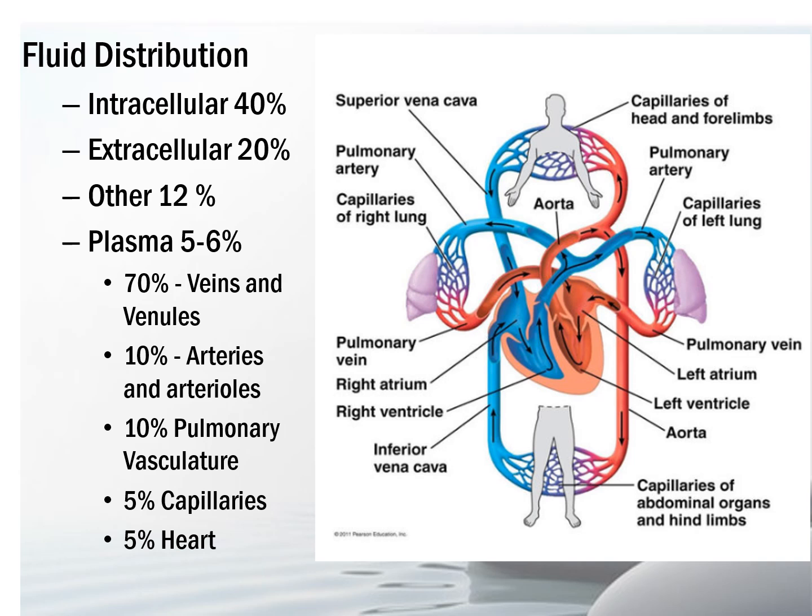We're going to talk about where it sits in just a minute. And there's some good reasons for that. About 10% of that overall plasma is sitting in the arteries or arterioles. Then you've got another 10% that's around the pulmonary vasculature. There's a lot of surface area around the pulmonary vasculature, so there's a lot of lung surface area there. And then you've got about 5% in capillaries and another 5% in the heart.